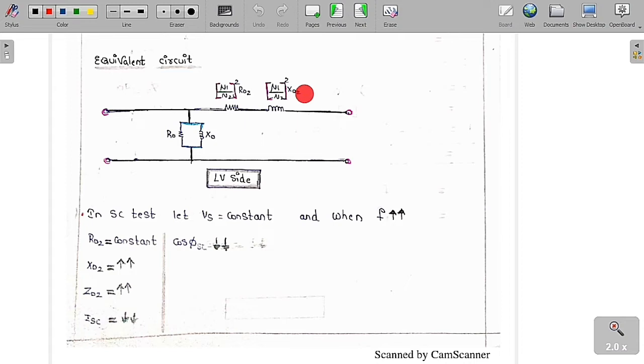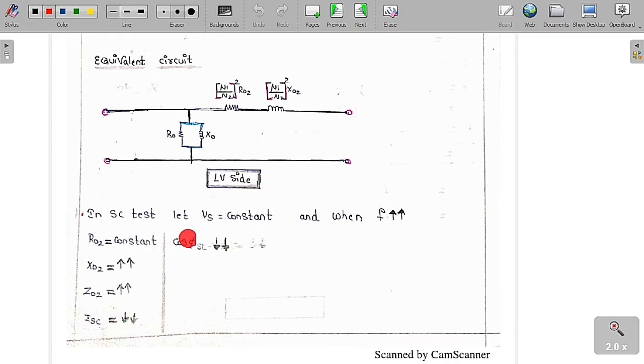Now, as we figured out the R02 and X02 with respect to HV, but I want them with respect to LV, therefore I will do some multiplication: N1 by N2 whole square into R02, N1 by N2 whole square into X02. So this is the equivalent circuit with respect to the LV side. This is the thing that you always have to remember.